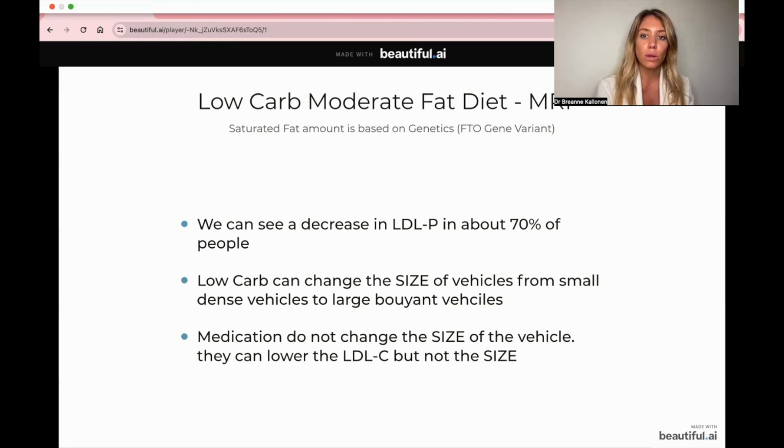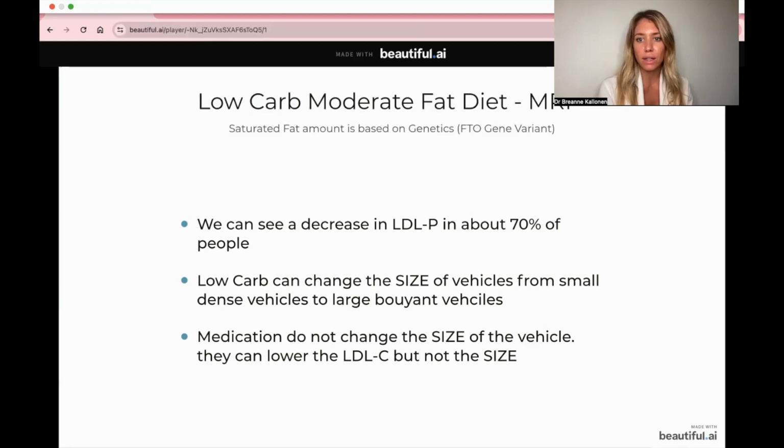If you are doing a lower carb nutrition plan, this doesn't mean that you have to take out all the carbs, doesn't mean that you can never eat fruits. It's a lower carb nutrition plan where we're focusing on whole foods, fruits and vegetables, proteins, healthy fats. What we know from that is we can actually change the particle sizing, which is really amazing.